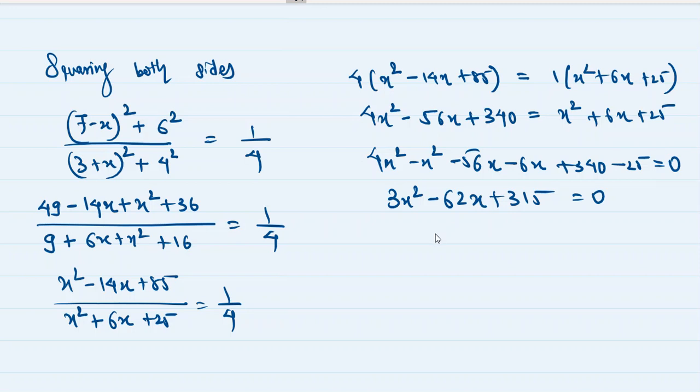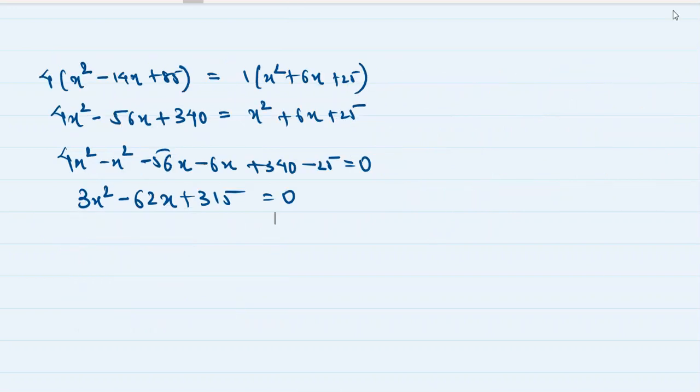So can I take out anything common from here? No, nothing can be taken out common because 62 is not a multiple of 3. Let me check. Okay, I checked the whole thing and it is absolutely correct. So we are going right and we have to do splitting the middle term of this huge thing over here. Okay, so let's see what we get. 315 multiplied by 3.